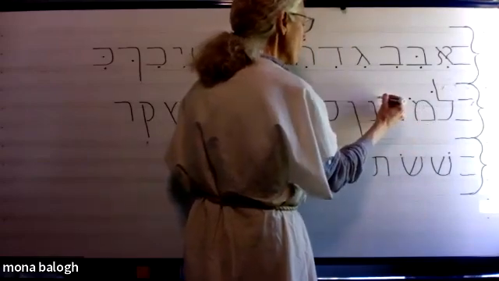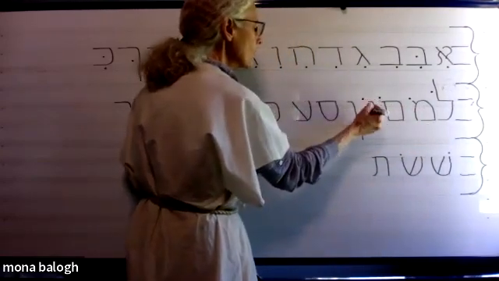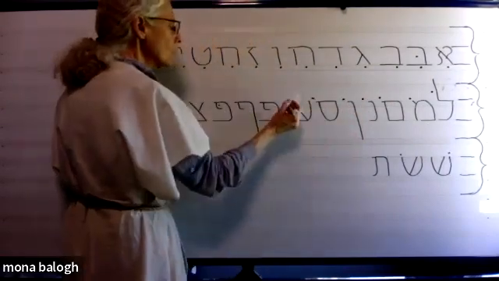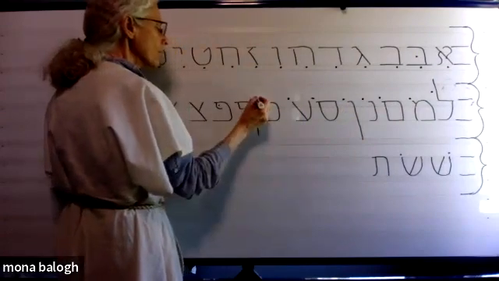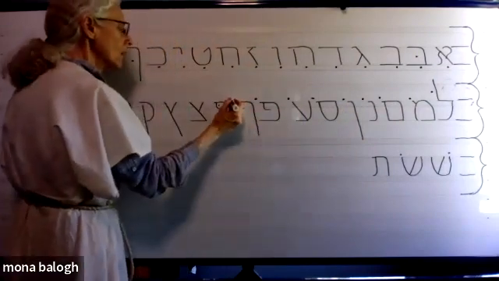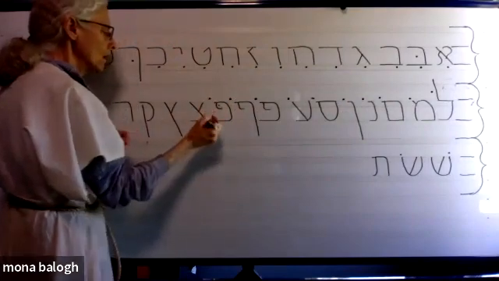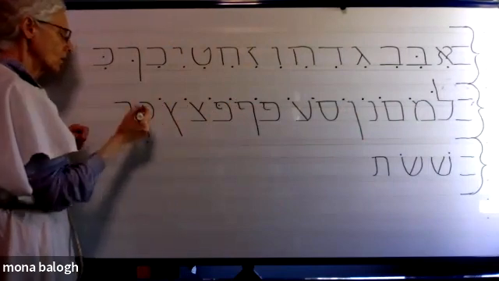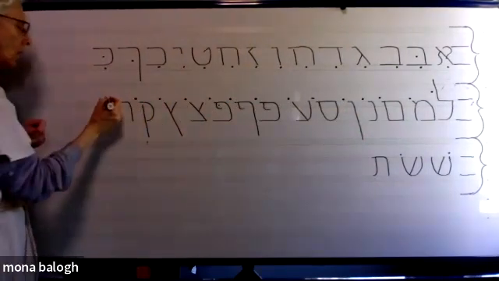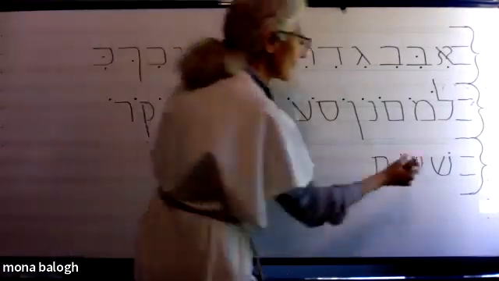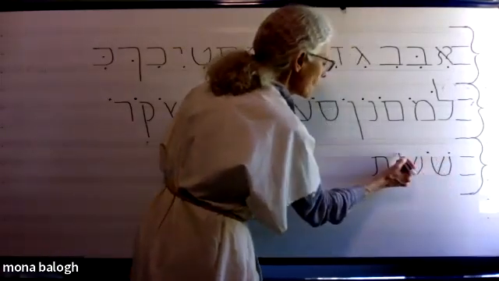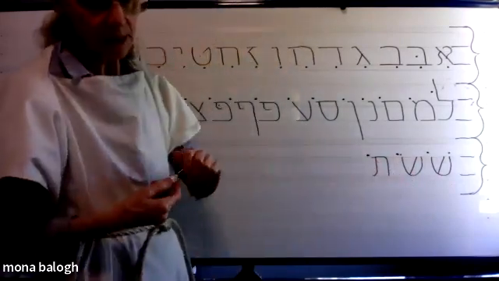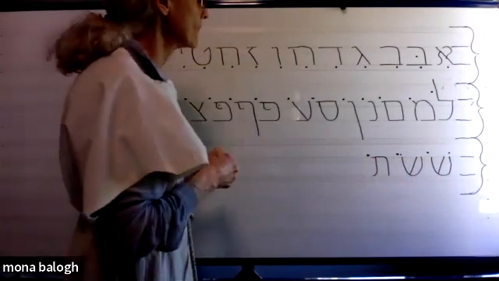Mo. No. So. Oh. Fo. Ho. So. Ko. Ro. Sho. So. To. All right, the next is the Holam Vav.